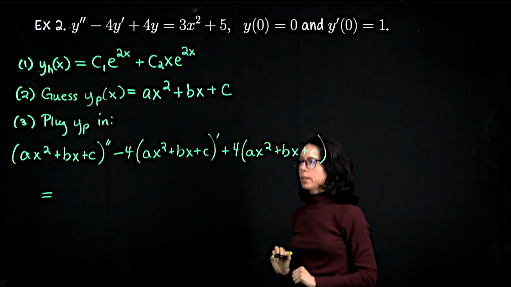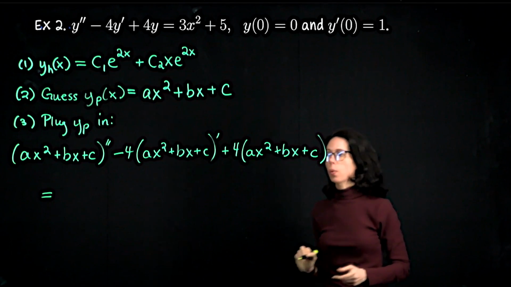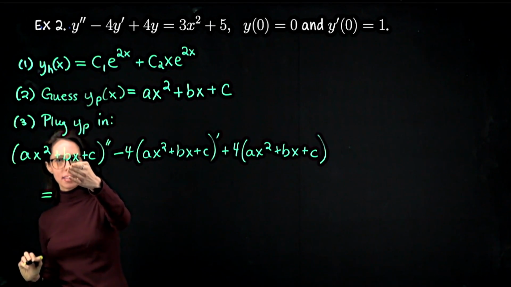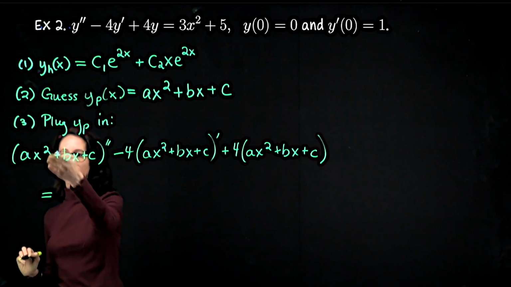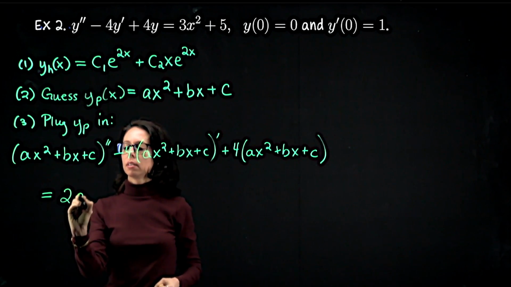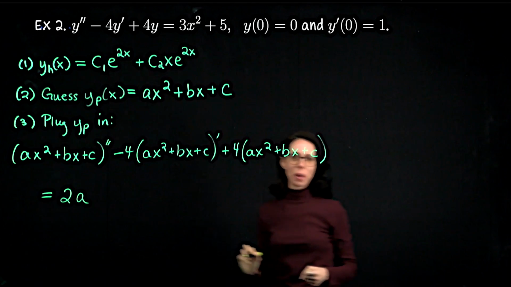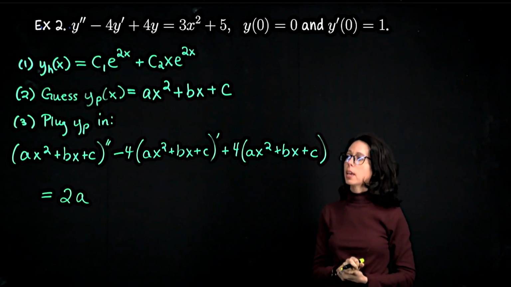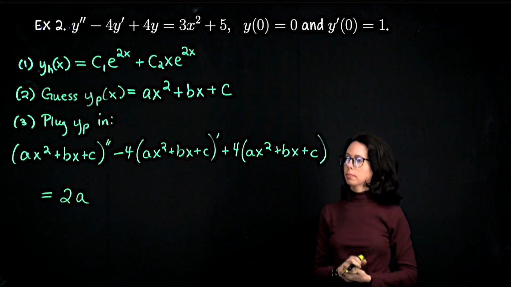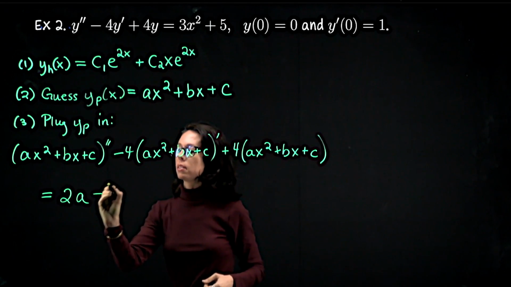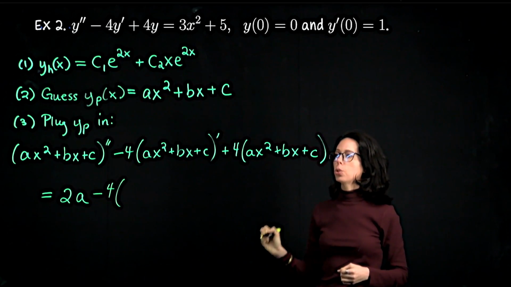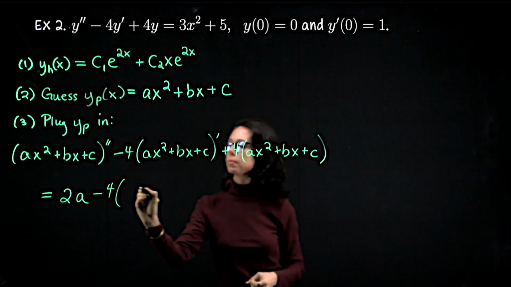Let's see, if we take this quadratic and differentiate it twice, this will go away. This would turn into b and then to 0, so we will have 2a. I apologize if I did too much without writing it down there, but basically if you differentiate that quadratic expression twice, you're just going to be left with 2a. Then minus 4 times the first derivative is going to be 2ax plus b.